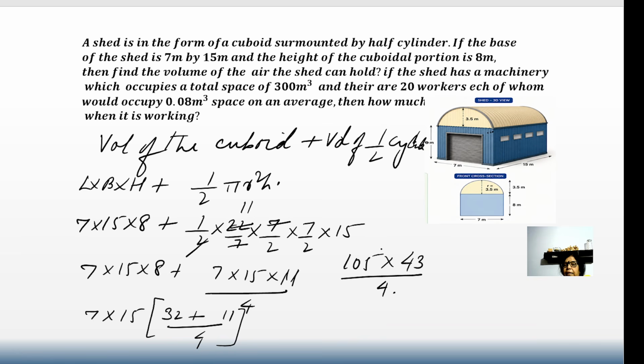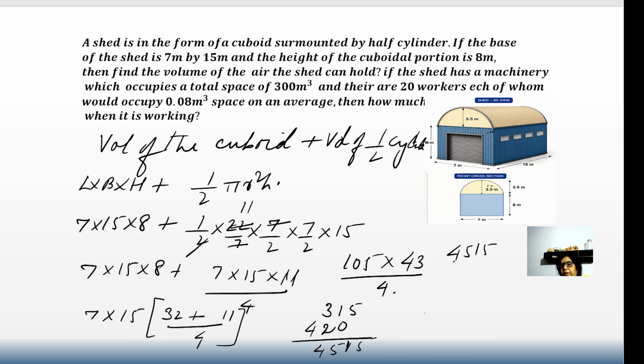So here we get 105 into 43. If we multiply by 3, we get 15, and this will be 1, and 3 ones 3. 5 4s 20, carry over 2, and 4 ones 4. So we get 4 5 1 5. We can even check it once again. 3 ones 3, 5 4s 20, carry over 2, and 4 ones 4. So we get 4 5 1 5.